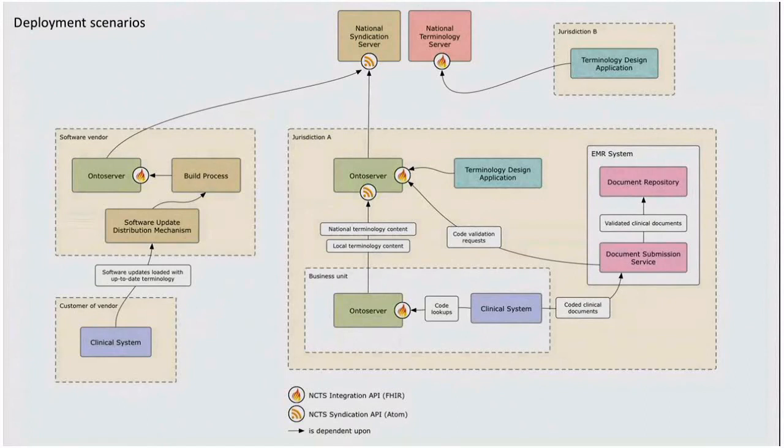If you move down on that diagram, we can see a more localized instance which syndicates content from the jurisdictional master, including those concept maps which have been authored. This instance may be used directly by a clinical system within one of their business units, generating coded clinical documents that might feed into an EMR system.